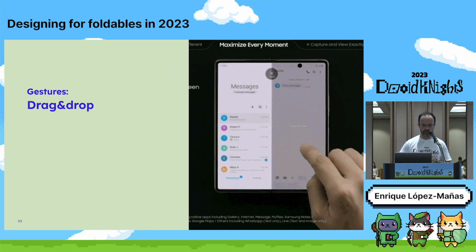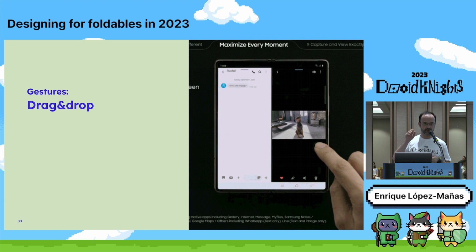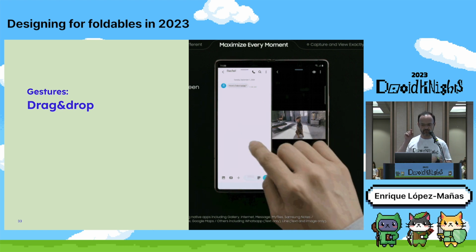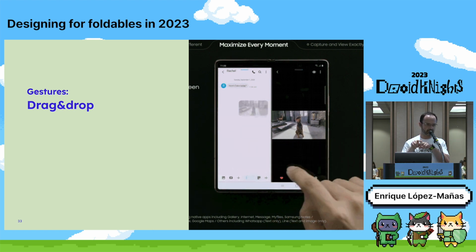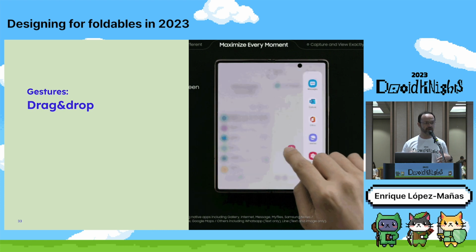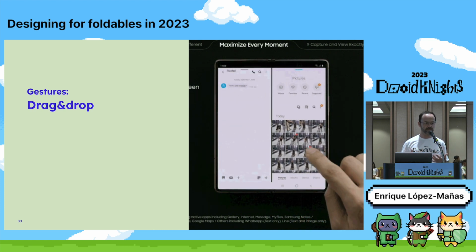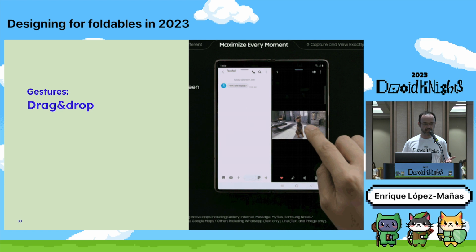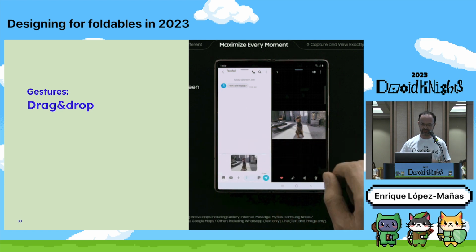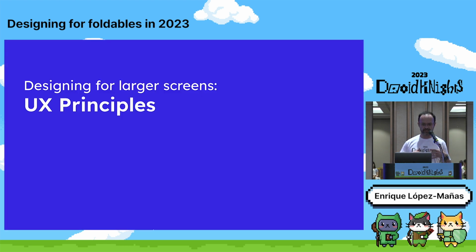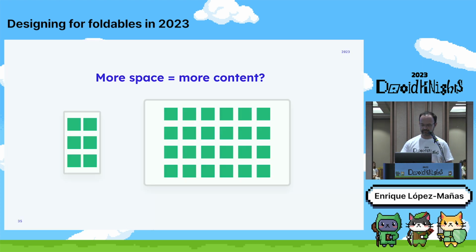We also want to support things like drag and drop. When we have a multi-window screen and we want to click on one section and drop it to the next one, so we can reuse things like images, videos, any other component, it's more clear that we need this versus a standard phone. And that comes into UX principles that we need to follow when dealing with foldables. Does more space mean more content? What do you guys think? Yes, no?